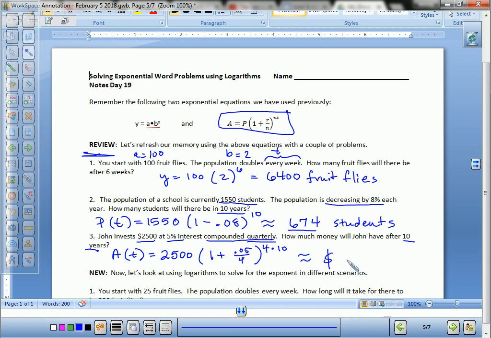After 10 years of leaving this money completely alone, John would have $4,109.05.